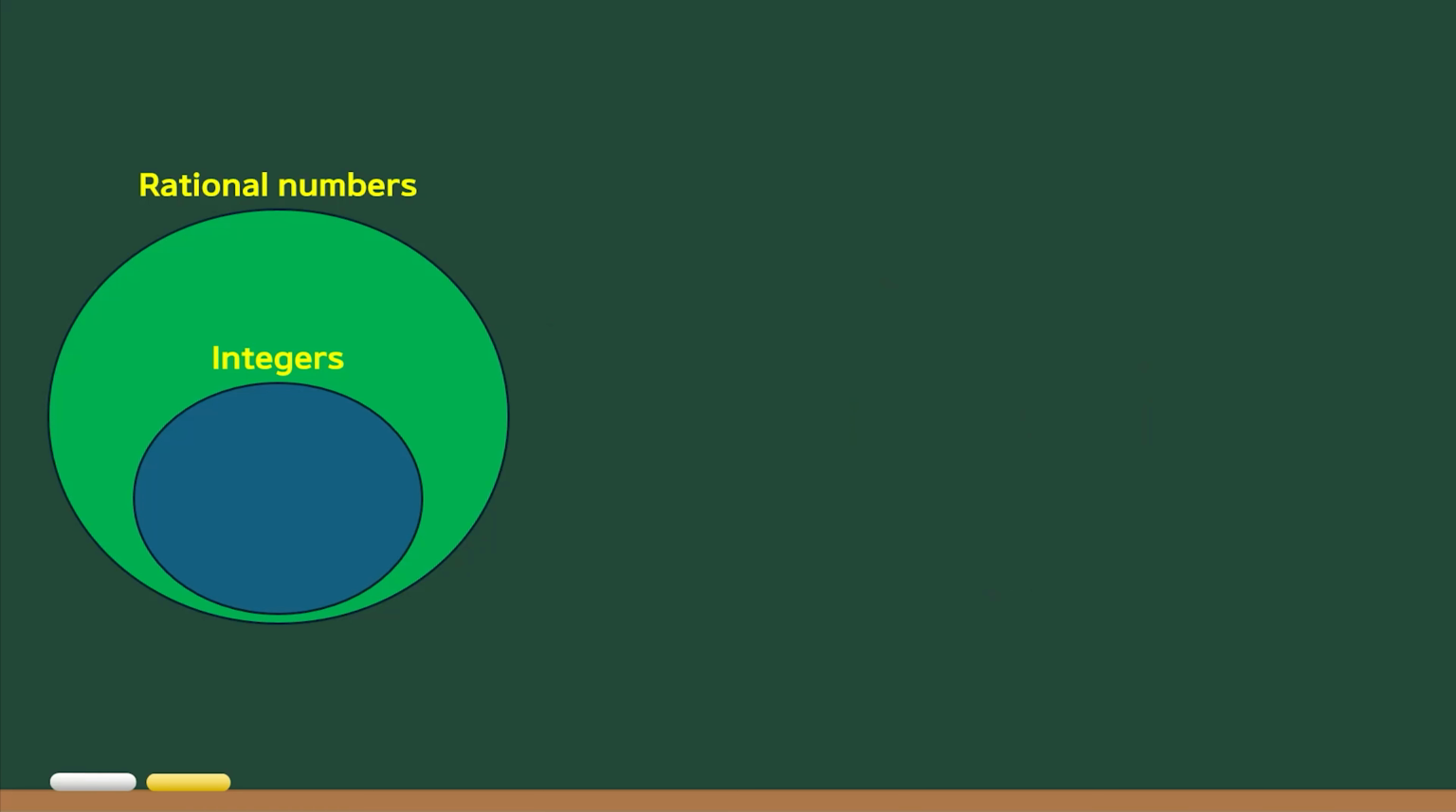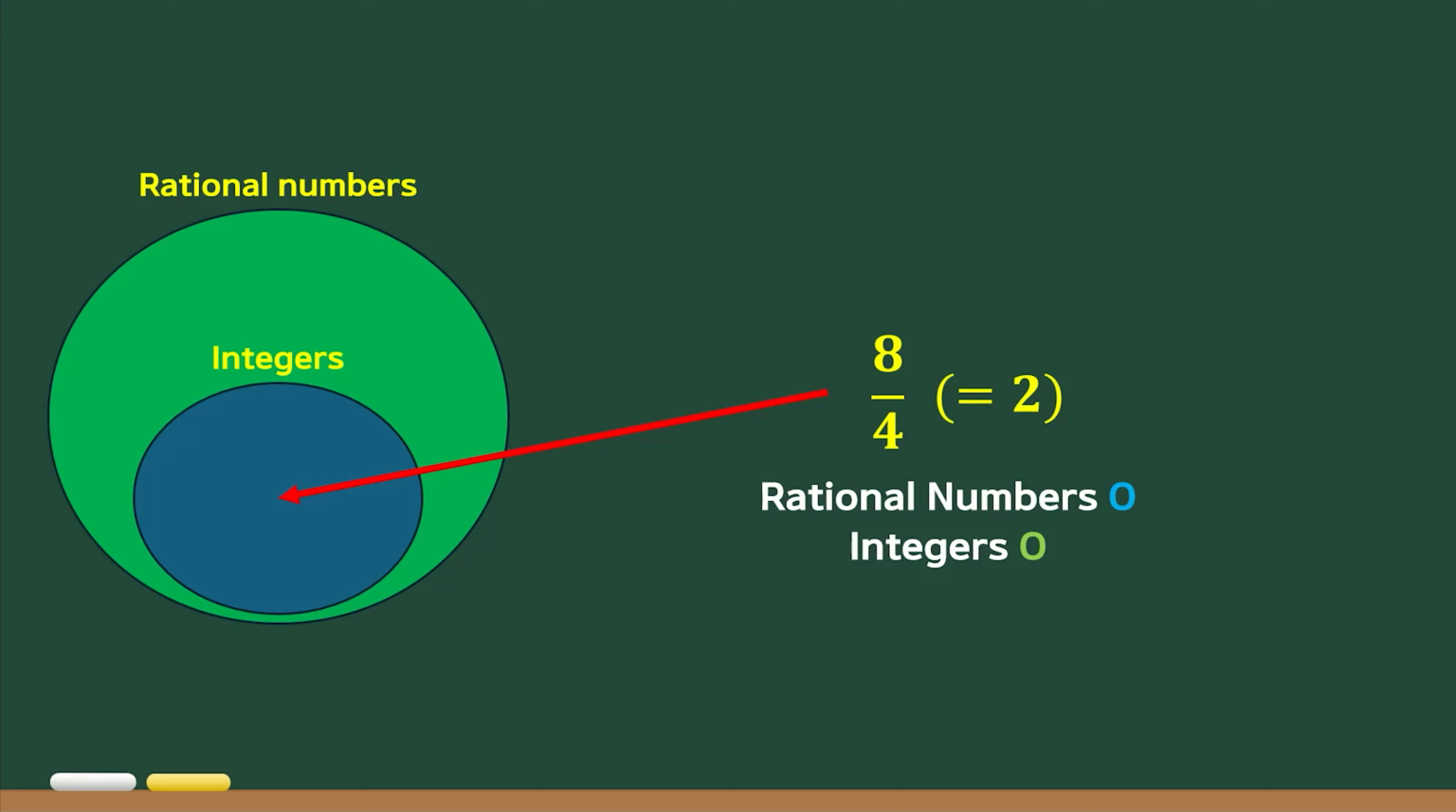There is one more thing to be careful about. A number written as a fraction is not automatically a non-integer rational number. Some fractions are actually integers. For example, 8 over 4 is equal to 2. So, 8 over 4 is rational, but it is also an integer. The form alone does not decide the category. We have to look at the value.